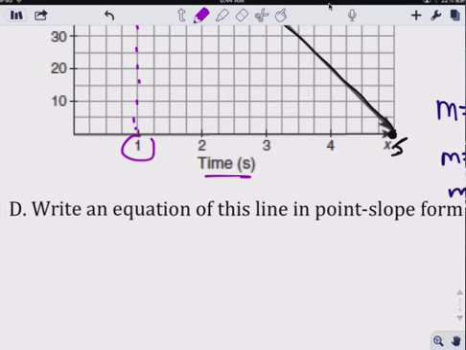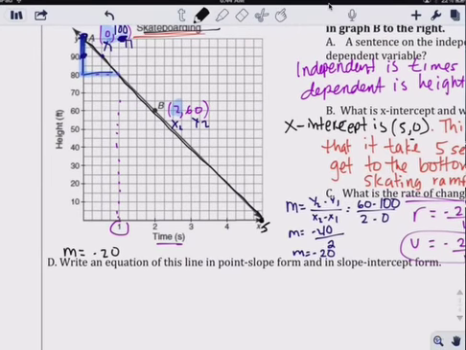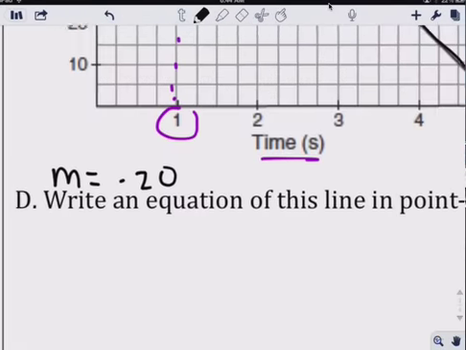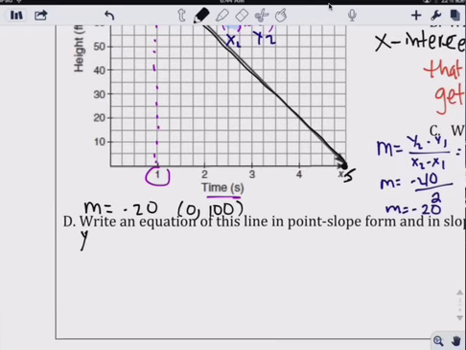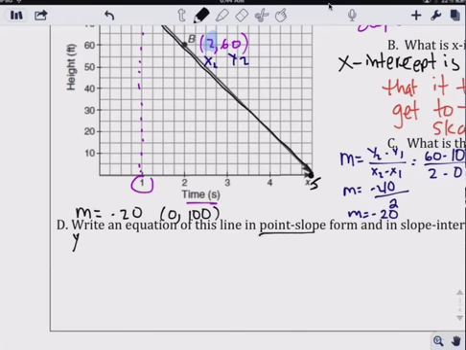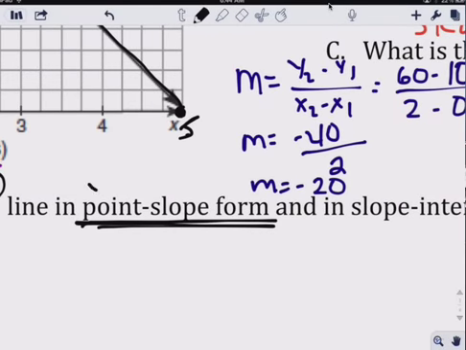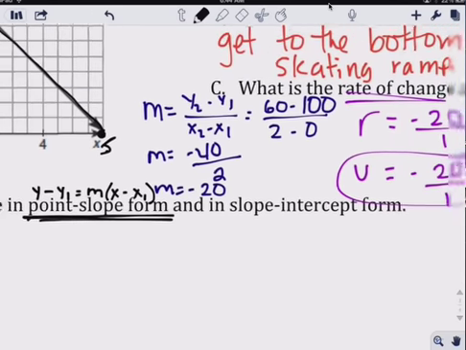Equation of a line, okay? We know our slope is -20. Equation of a line, I'm going to use 0 and 100. It's just way easier. I'm going to use point slope. Point slope form is y minus y1 equals m parentheses x minus x1. Slope formula, I need you to annotate.